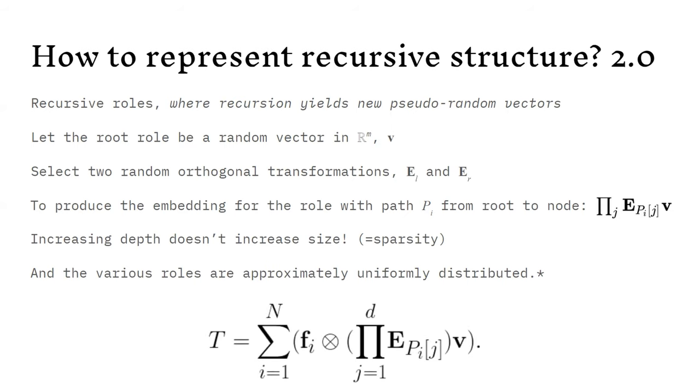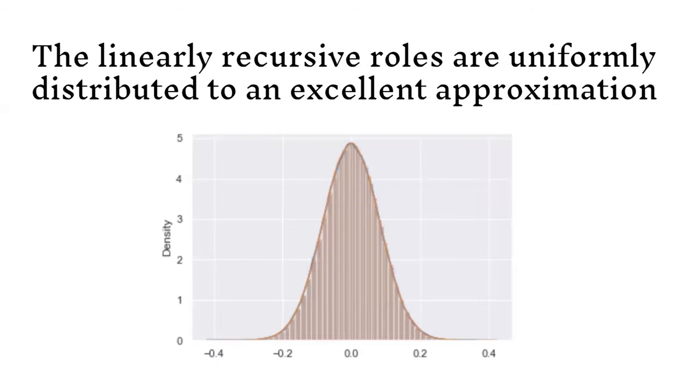So here's the full expression for these new TPRs. As you can see, the role term is as described. And then you just bind that to the filler. So there's only one tensor product. There's not any recursion of it. And so here's your evidence, that you may use as you may, that this is in fact randomly distributed to an excellent approximation, these linear recursive roles.